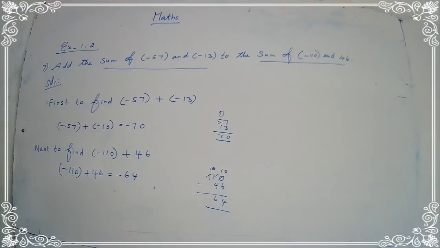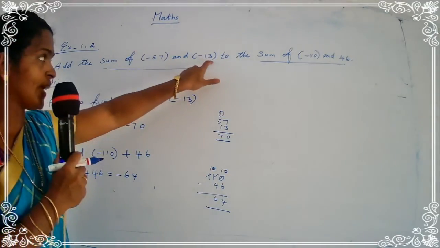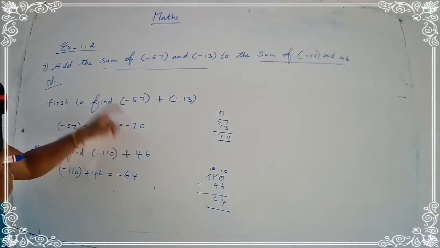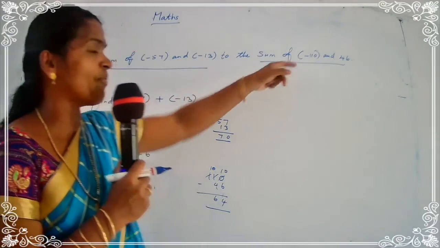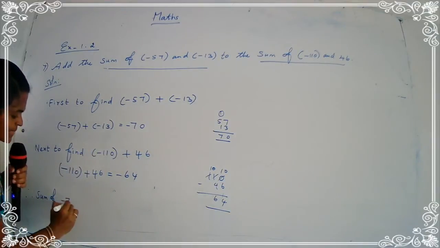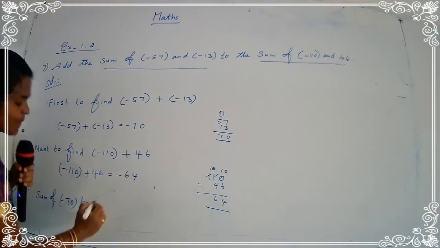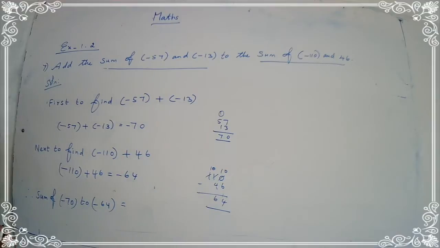Okay, children, now clear? Yes. Then next step, what is the next step? Yes, we have to add both answers. Yes or no? Yes. Why? Add the sum of minus 57 and minus 13, the value is minus 70, to the sum of minus 110 and 46, the value is minus 64. Therefore, final answer: the sum of minus 70 to minus 64. Okay, is it there, children?